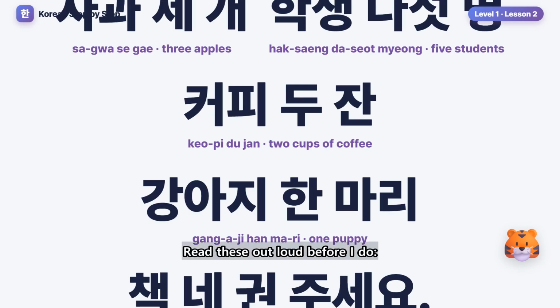Now, let's practice. Read these out loud before I do. 사과 3개, 학생 5명, 커피 2잔, 강아지 1마리, 책 4권 주세요. Great job. Try them again on your own.